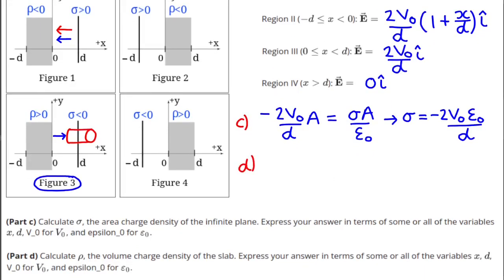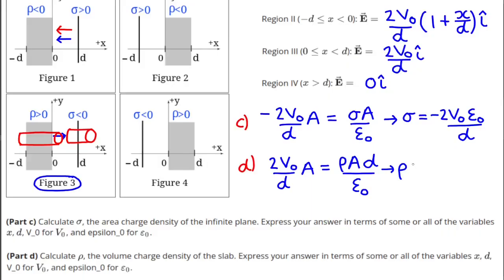Calculate ρ, being the volume charge density of the slab. So what we can do is take our Gaussian surface to cut through the slab where we know the electric field. And recall the electric field for x less than minus d is 0. So we have the flux through the right surface is positive 2v0 on d because the electric field points in a direction of the normal to the surface, multiplied by the cross-sectional area, and that's equal to the enclosed charge being the charge density of the slab by the cross-sectional area by the depth of the slab on the permittivity of free space. So that gives ρ is equal to 2v0 epsilon naught on d squared.